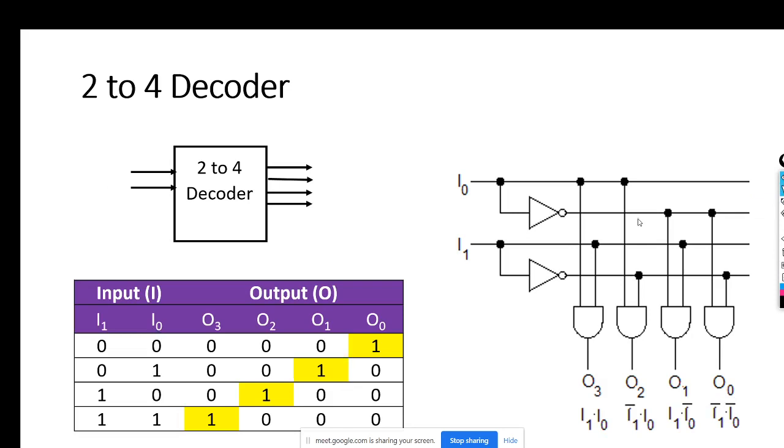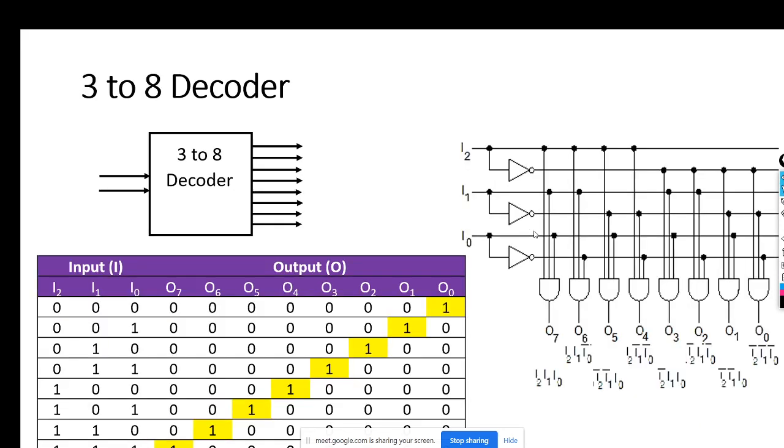Now we can extend the idea, it's very easy. You can extend the idea to 3 to 8 decoder as well. Only thing is now you have three inputs. So therefore we have three NOT gates as well, and we are going to have 8 AND gates. So for different AND gates, we are going to feed different combinations. So all the possibilities are there. One AND gate will be fed with no NOT gates, that is I0, I1, I2, so now everything as it is.